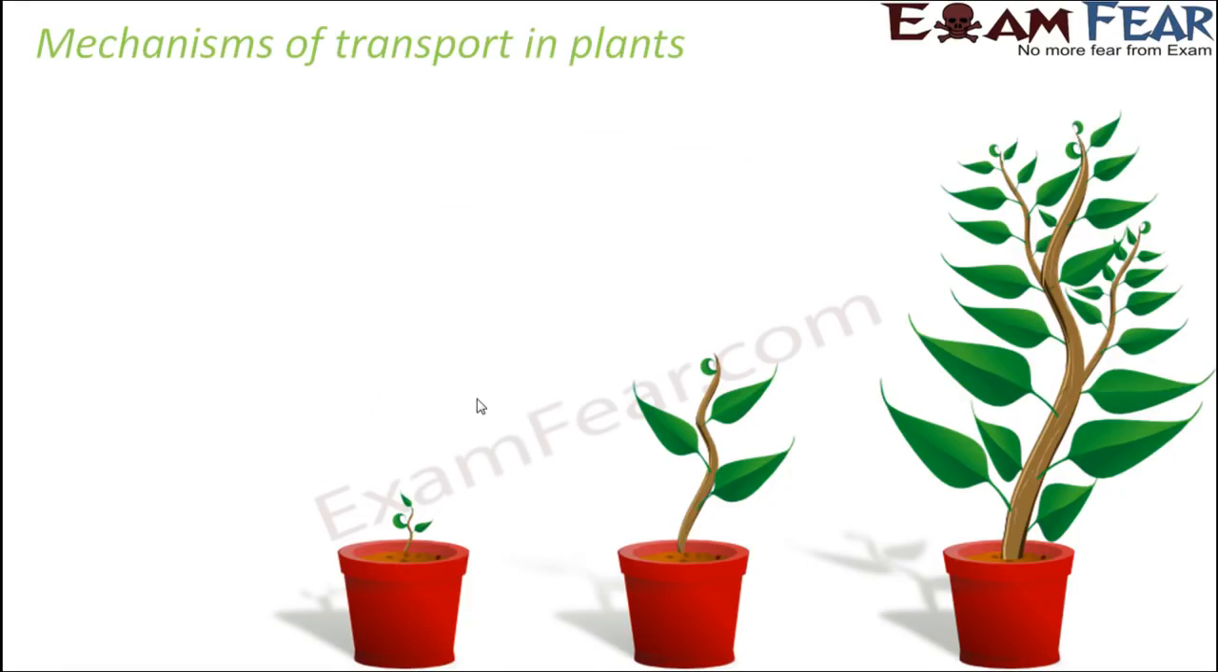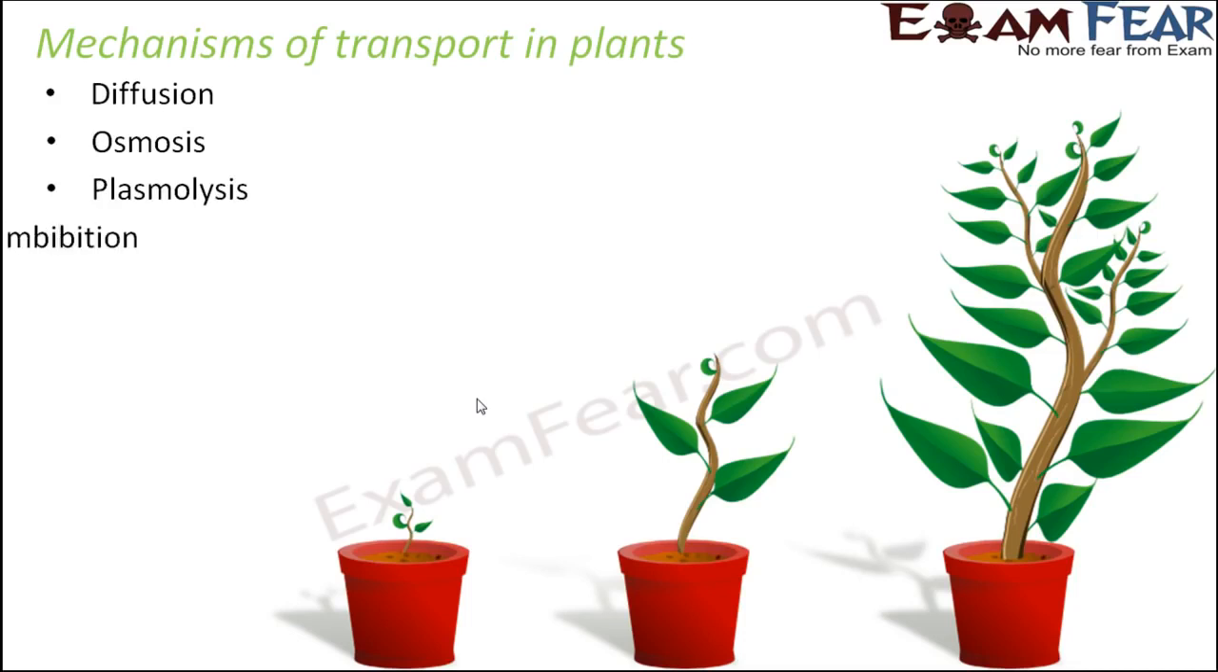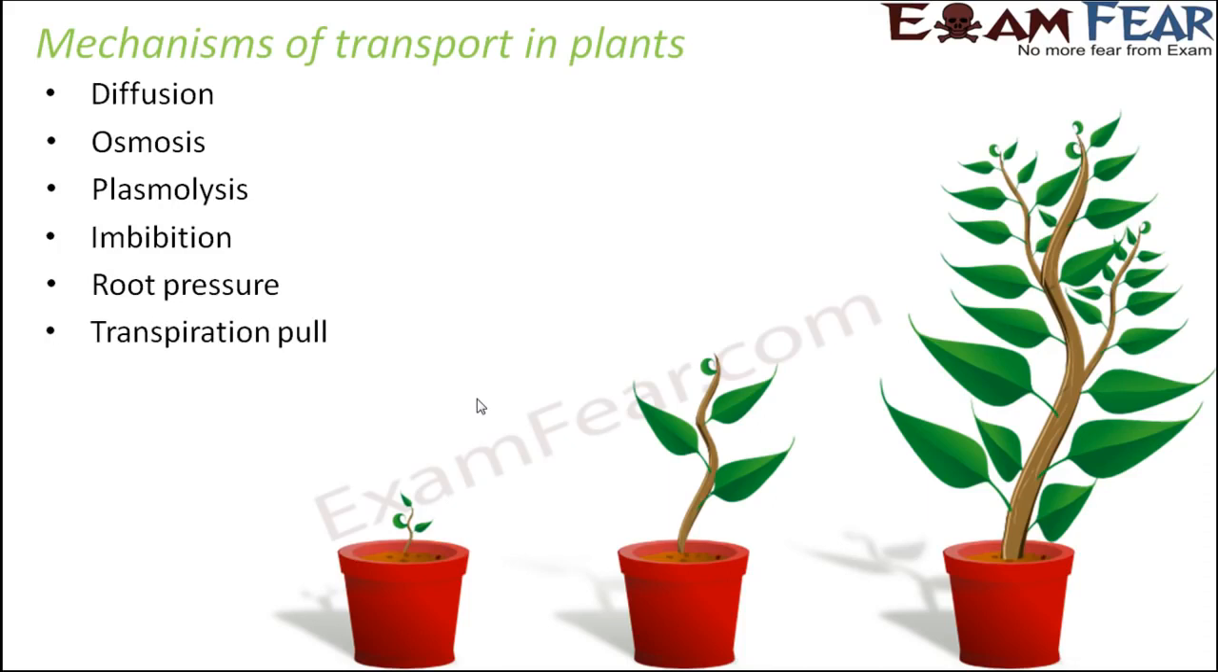So let us now talk about the different mechanisms of transport in plants. There are quite a few mechanisms which occur inside a plant because of which the transport actually takes place. So let us see what are the different mechanisms which we are going to talk about in this lesson. So we'll talk about diffusion. All of you know what is diffusion, because I have given a basic intro to diffusion in one of the previous lessons. Anyways, we'll talk about it in detail. One is osmosis, plasmolysis, imbibition, root pressure and transpiration pull. So these are some of the mechanisms of transport in plants.